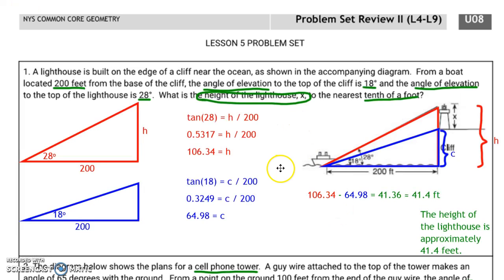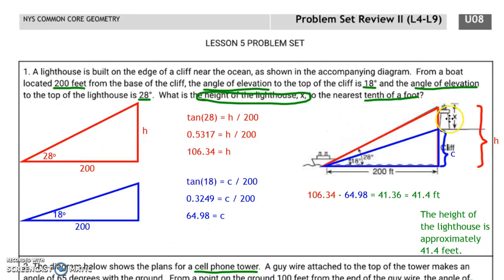Alright, for each of these problems, you were required to take a look at the diagram and then make two different triangles, set up two trig ratios, and then try to combine them in some way. The first one was fairly straightforward because all you had to do is identify the total height, which was h. We found that using tangent. Then we had to find the height of the cliff, which we found using tangent again.